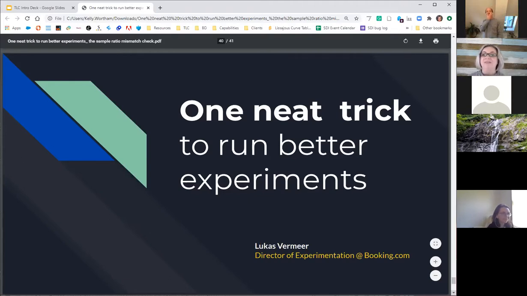How soon after you launch your test can you run the check? Because obviously, a lot of us have the SRM check embedded in an analysis workspace in Adobe or Google Analytics.